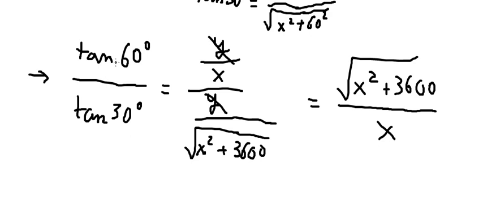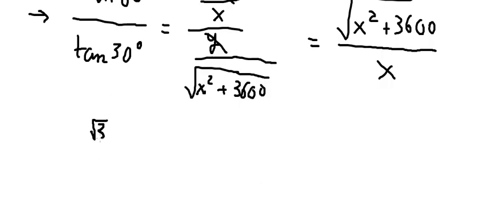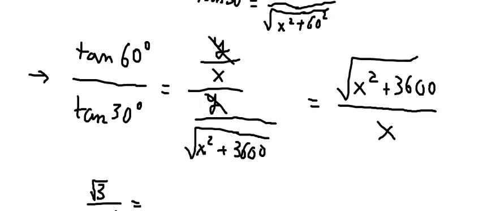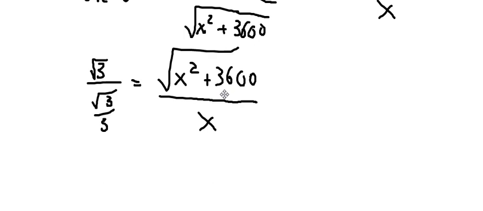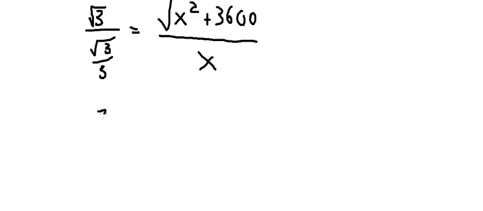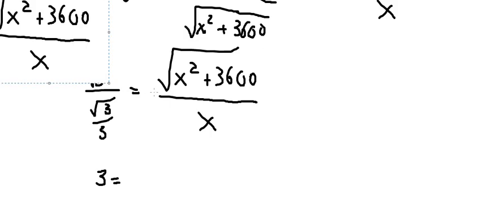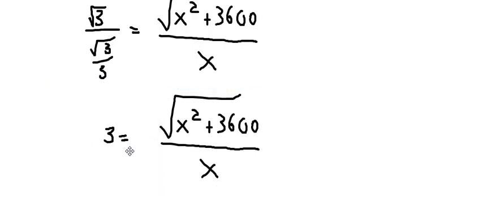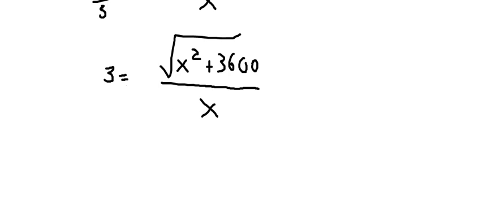Tan 60 is the square root of 3. Tan 30 is the square root of 3 over 3. So I will put this in here. Now we need to simplify the numbers. That should be 3. And now I will move x to the left.